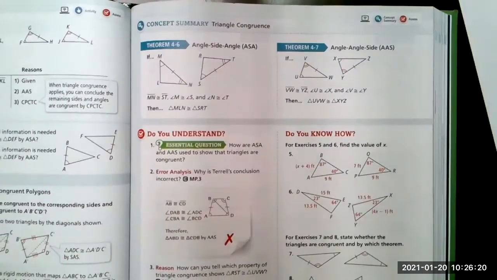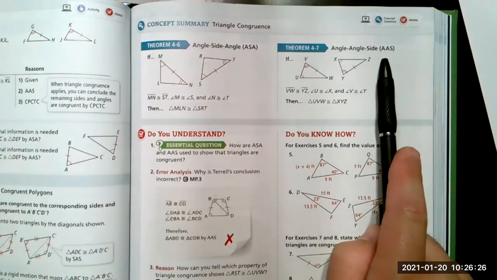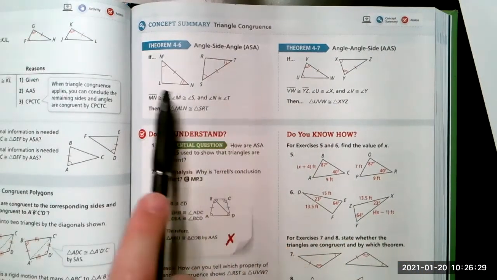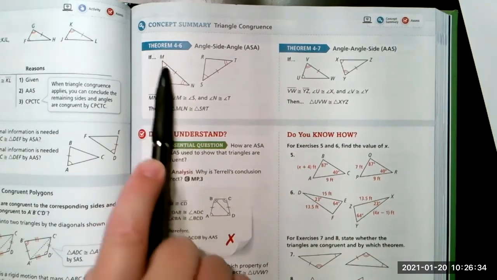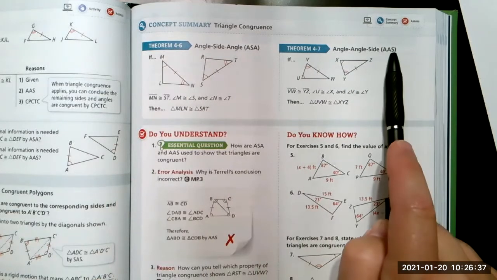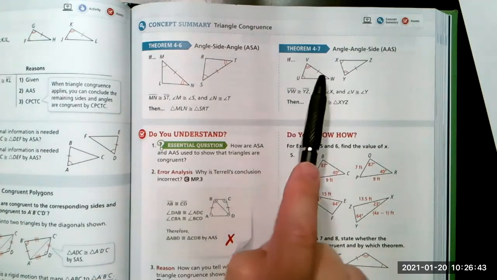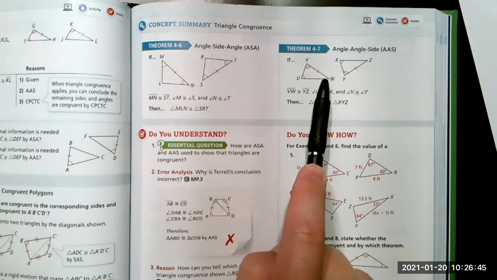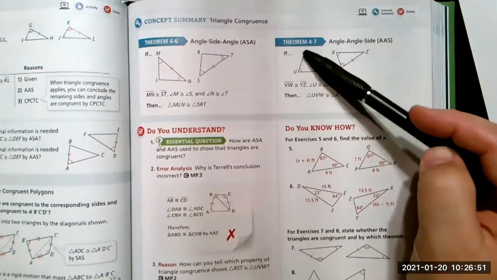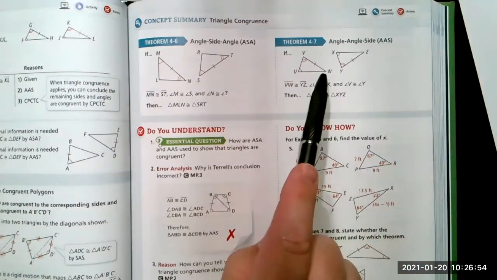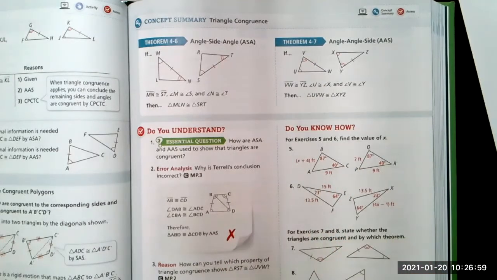On page 179, we're up in the concept summary. Again, two main ideas from this lesson: angle side angle and angle angle side. Keep in mind, if you want to use angle side angle, you can pick any two angles in that triangle, but the side has to be the side that connects those two angles. For angle angle side, you could pick any two angles in that triangle, but once you do, the side cannot connect those two angles. So in this case, you could pick U and V for my two angles, but I could not use UV as my side. I could use VW, I could use UW, but I could not use UV. That would not be angle angle side.